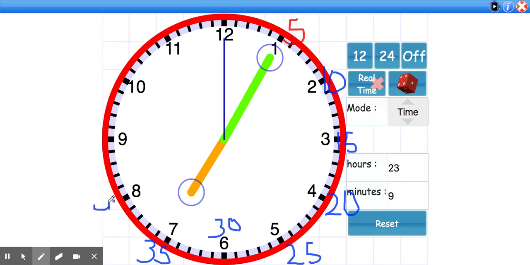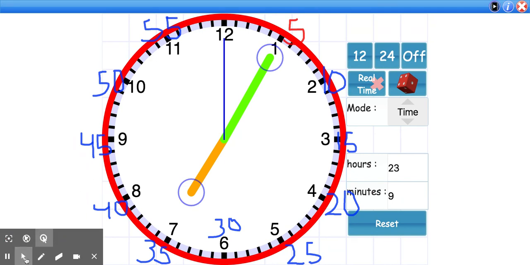35. 40. 45. 50. 55. All right. Ooh, that didn't come out very good.